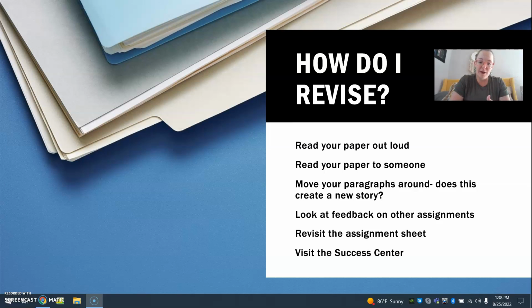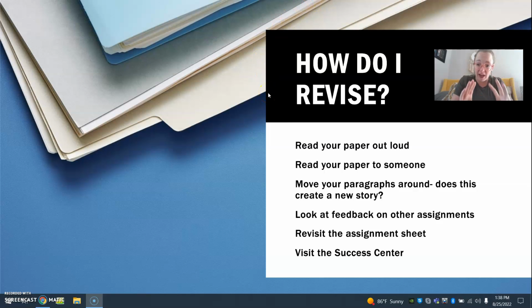And then my last 2 pieces of advice are to revisit the assignment sheet, make sure that you're doing what I've asked you to do, and then lastly, visit the Success Center. We are actually going to have a Success Center virtual visit this week where we're going to meet on Teams just for about 15 minutes, and someone from the Success Center will be there to walk you through their resources and also answer questions about this first assignment. So it's a really good opportunity for y'all, and I'm offering extra credit.